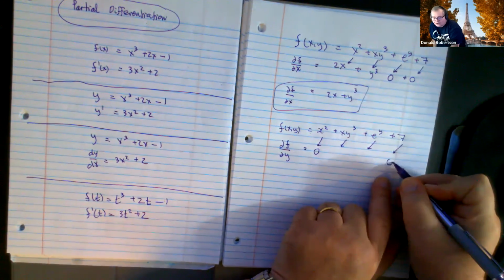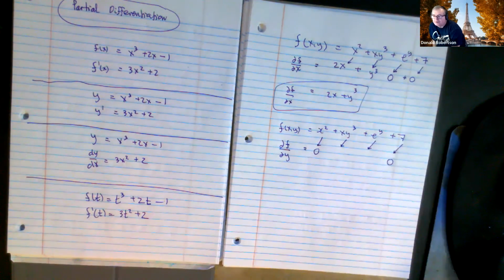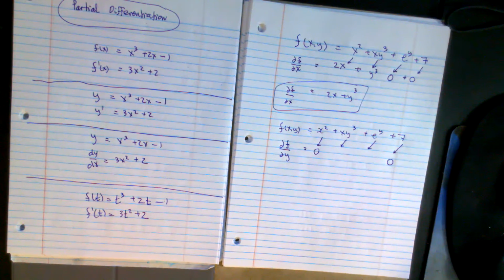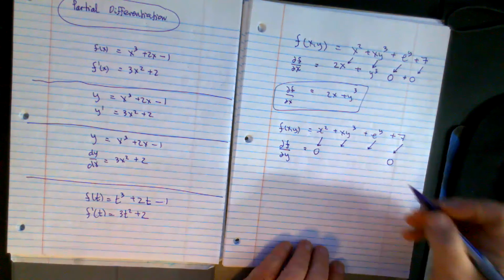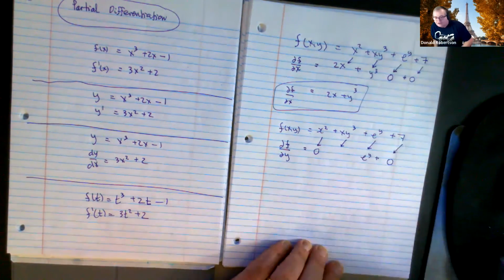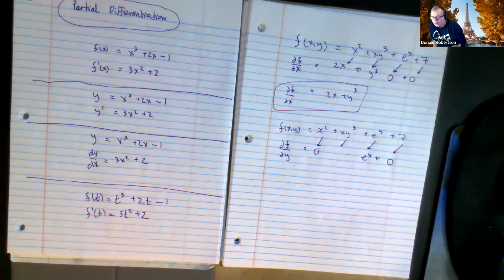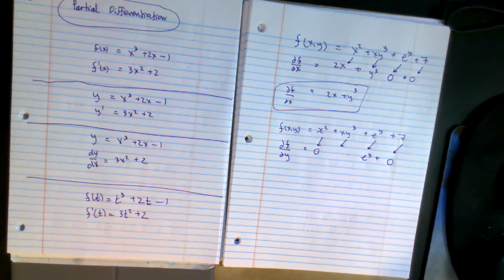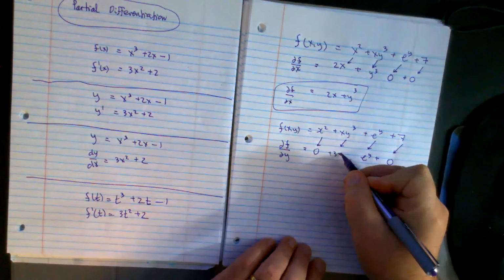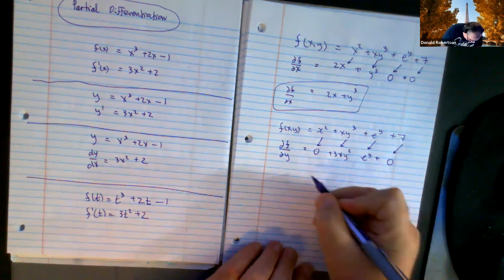Now, what's the derivative of e to the power of y when you consider y as the variable? e to the y. And lastly, what would xy cubed be if y is the variable? What's the derivative? 3xy squared. And then tidy up by ignoring the zeros.